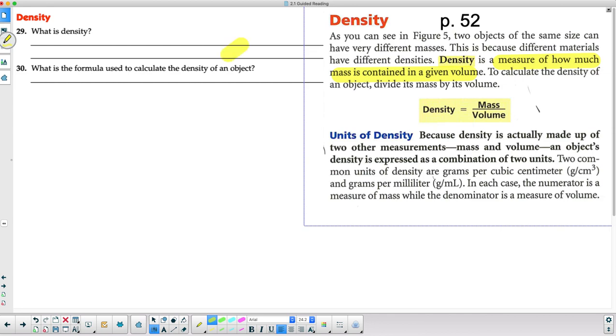And what is the formula used to calculate the density of an object? You can see this formula right there. So that would be density equals mass divided by volume, which means that we have mass typically in grams and volume in milliliters. Okay, that's what the units of density are. Let's keep going.